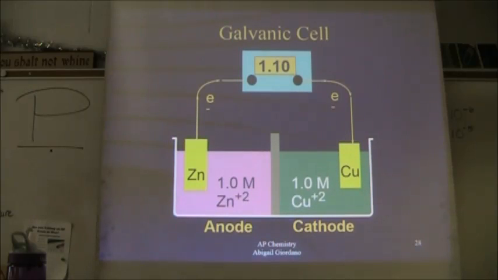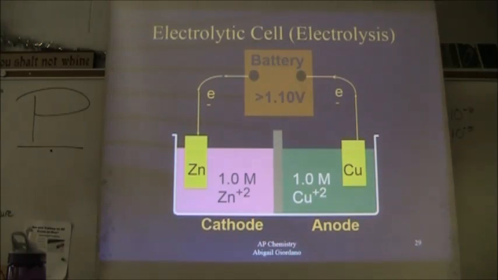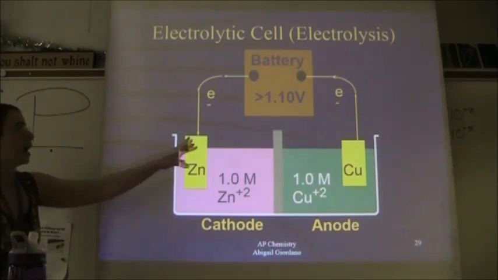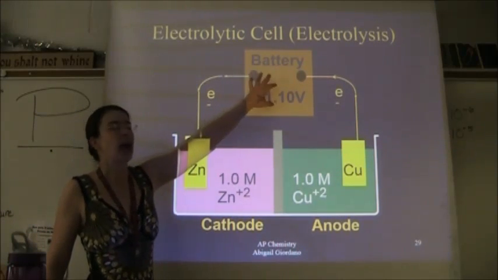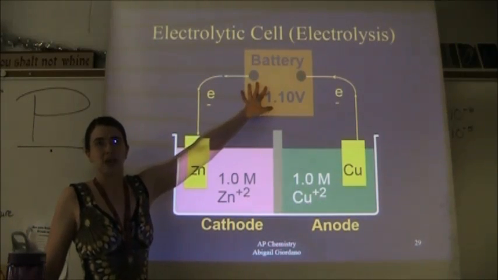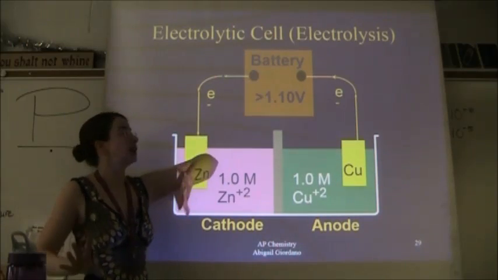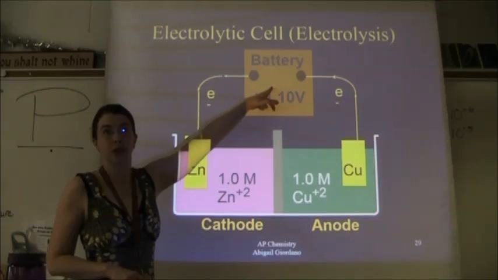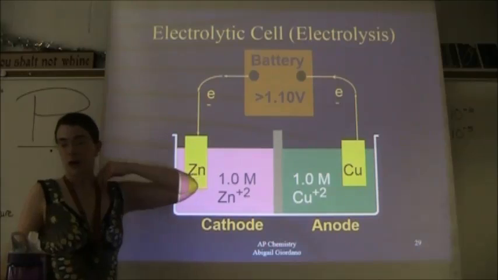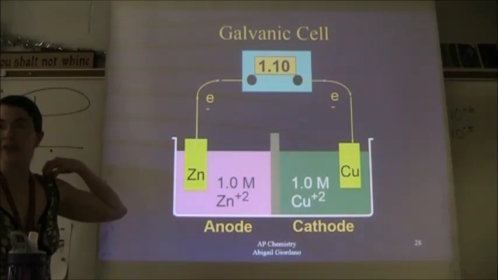So what's the first most obvious big difference? This isn't a voltmeter. It's a battery or some kind of power source. Remember what we said: electrolytic cells run in the direction that is not favorable. It has to be forced. You need a power source. Okay, what's one other difference?